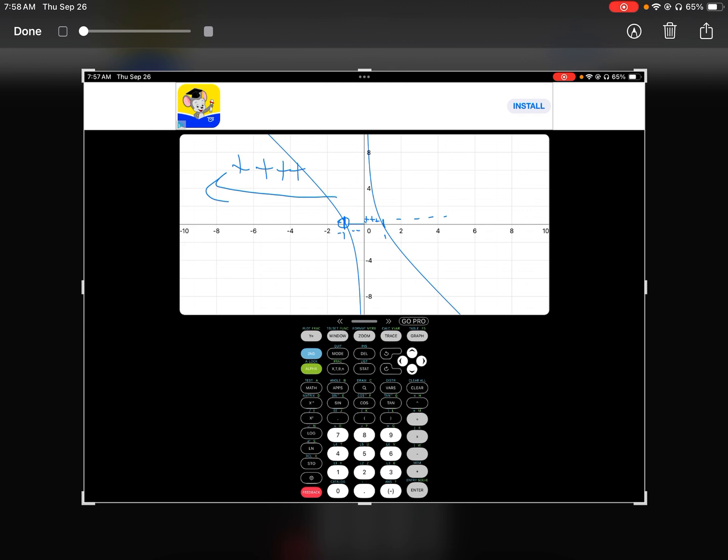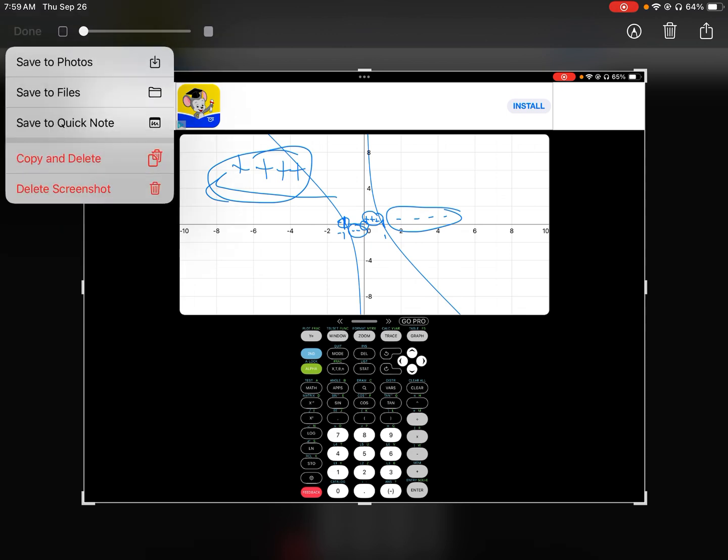Everything from -1 to 0 is below the x-axis, which means it's negative. Then I look at the next section. From 0 to 1 is all above the x-axis, so those are positives. Then from 1 to infinity is going to be below the x-axis, which is negative y values. So see how it alternates? Positive, negative, positive, negative. So we're going to use that on our number line. Go back, click done, and save.